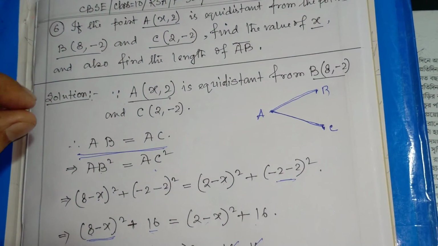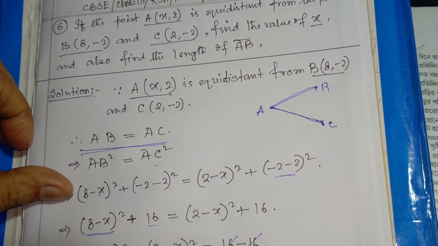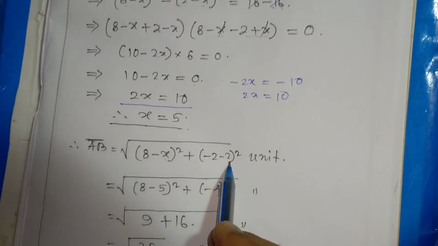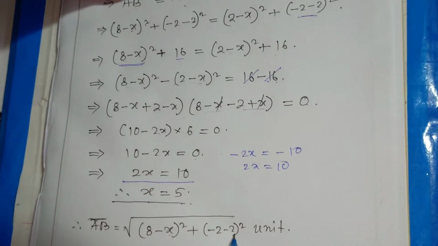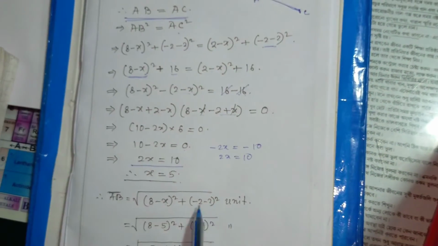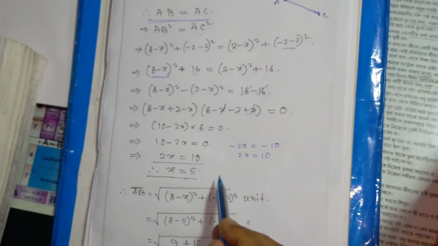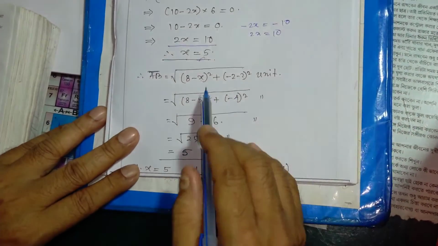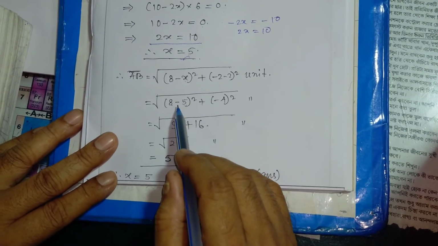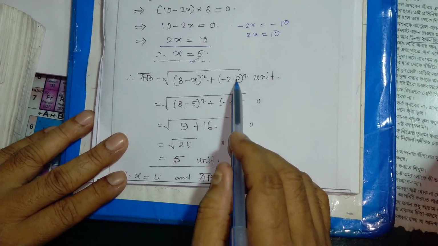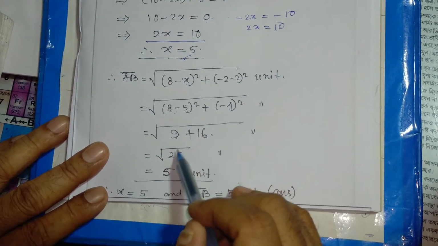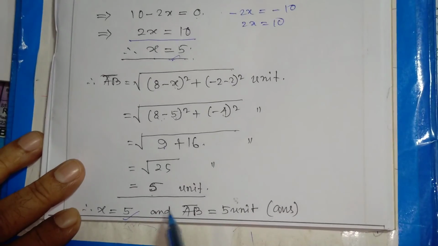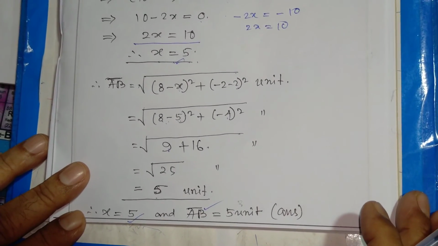Now here it is told, find the value of AB. AB means root over (x2 minus x1) whole square plus (y2 minus y1) whole square. We have got already the value of x as 5. I have put the value of x here as 5. So 8 minus 5 means 3. 3 square means 9. And here minus 4 means 16. 16 plus 9 is 25. Square root is 5. So the two answers are: value of x is 5 and value of AB is 5 units.